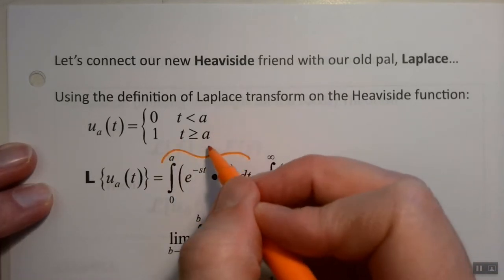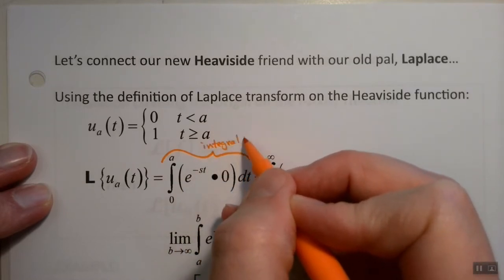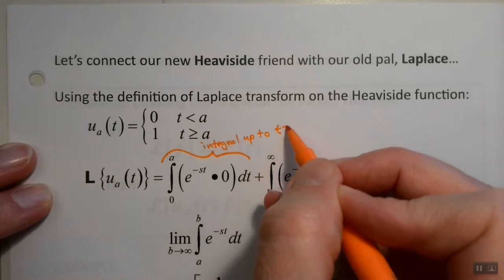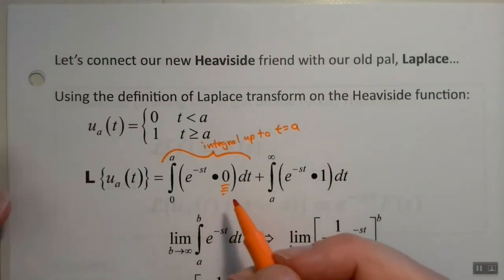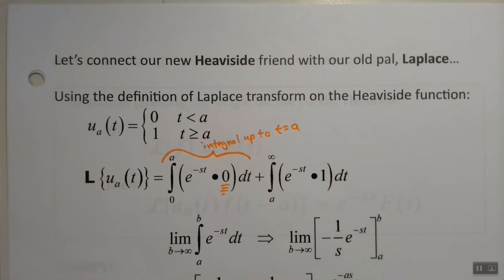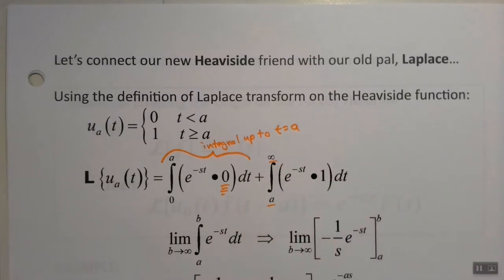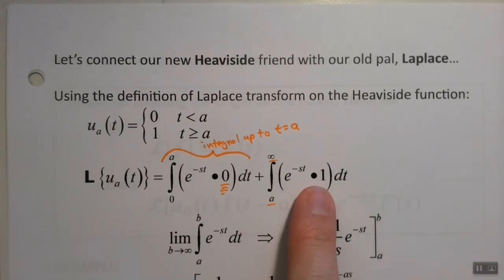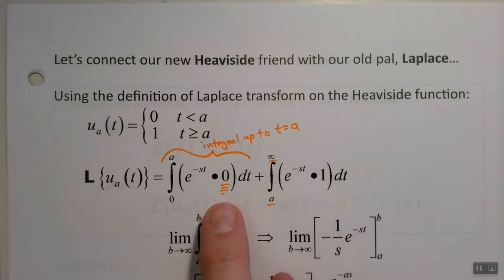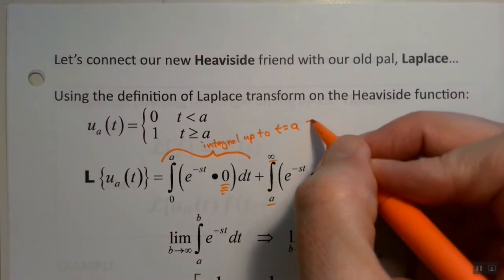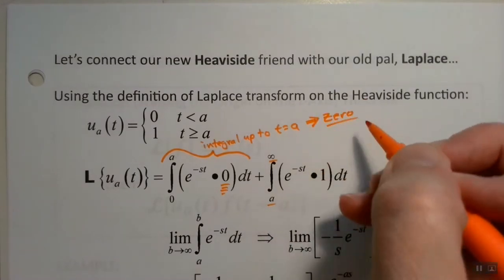This first part is the integral up to t equals a. And of course, up until t equals a, our Heaviside function is worth nothing. It's 0. So that whole piece of the integral goes away. But that leaves us with everything from a to infinity thereafter. And everything from a to infinity is really just e to the negative st times 1. So it's actually a really simple integral. It doesn't seem like it would be, but it is. This first part is 0, so we don't have to worry about that first integral.